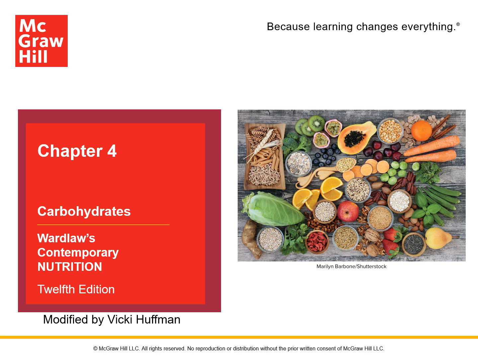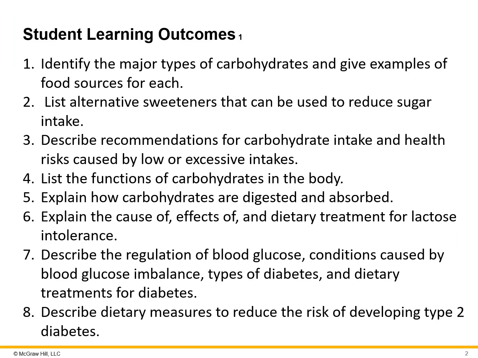In chapter 4, we are going to start going through all of the essential nutrients, starting with carbohydrates, and then each chapter for the next little bit will concentrate on another one. So the student learning outcomes, again, this is just your study guide and to give you an idea of things you should be looking for as we go over the content.